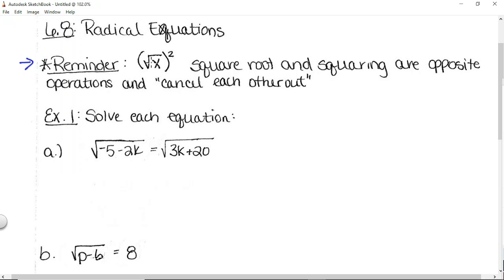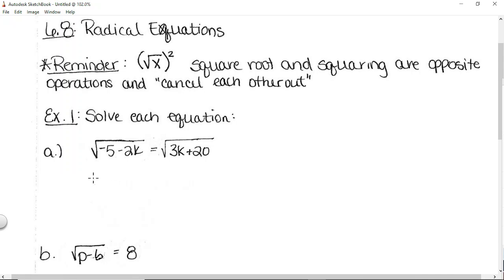We have this reminder up here, that if you take the square root of x and then you square that, the square root and squaring are opposite operations and they cancel each other out. So the square root of x squared is just equal to x. So that's the approach that we use. We will square both sides of the equation. And let's look at this first one.